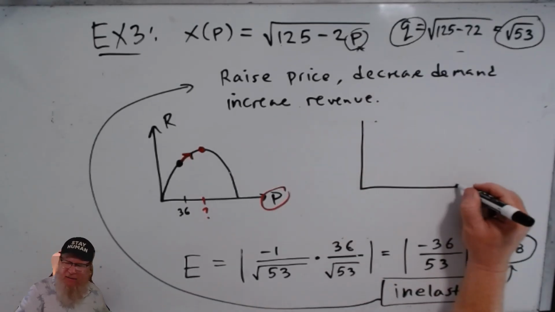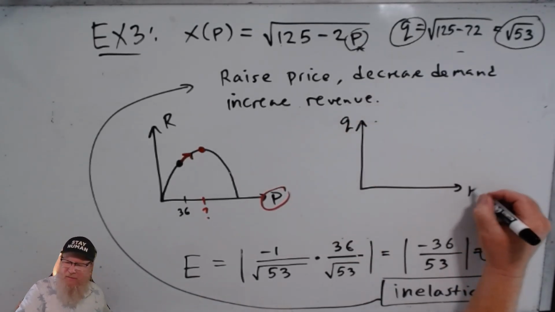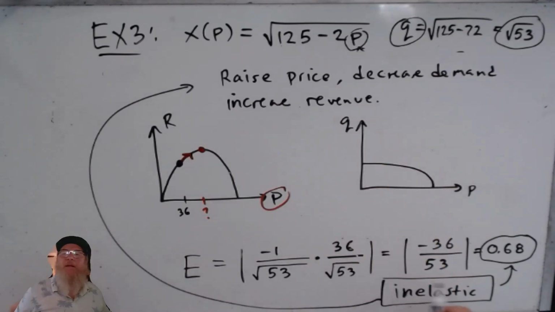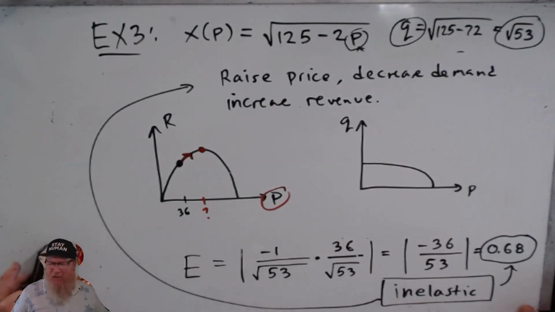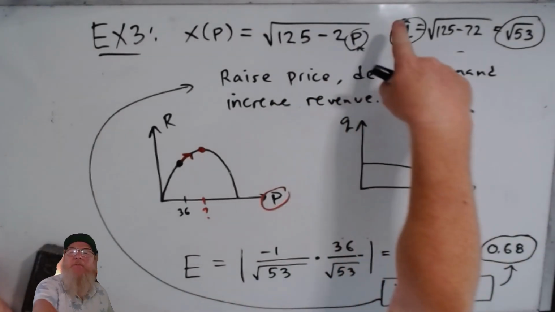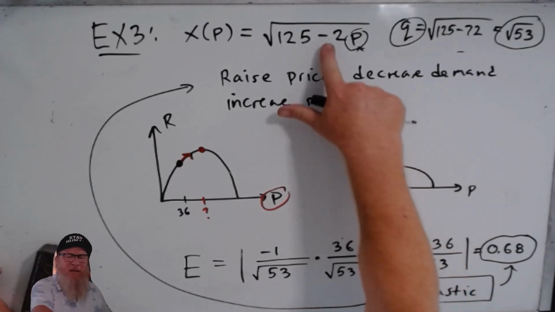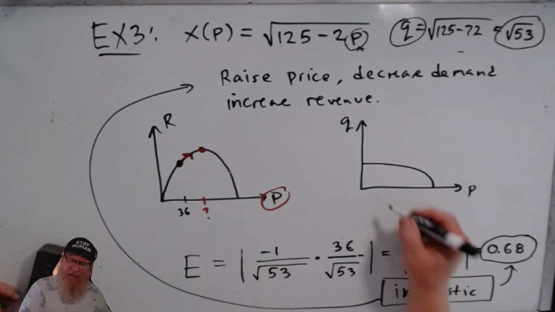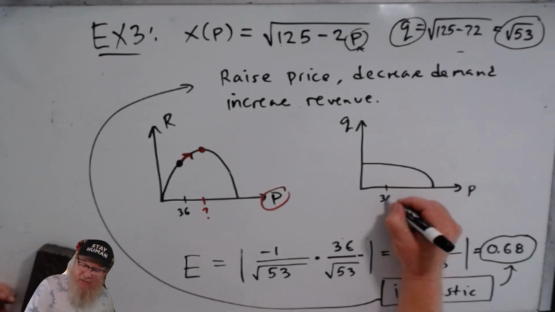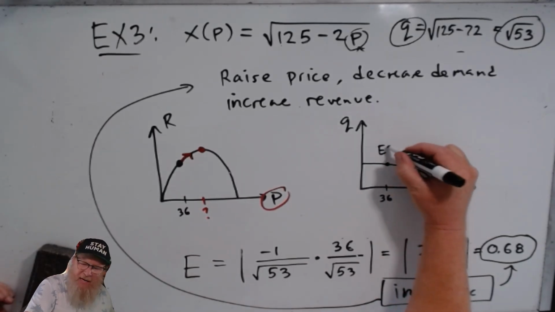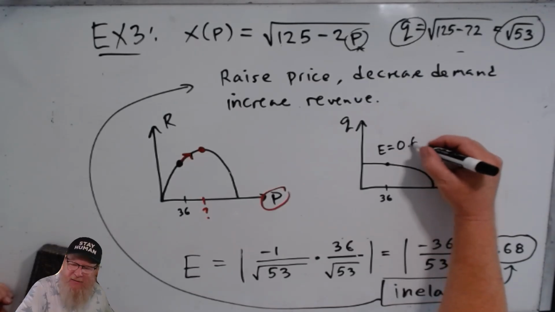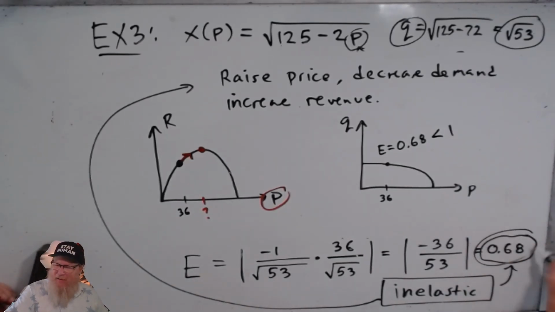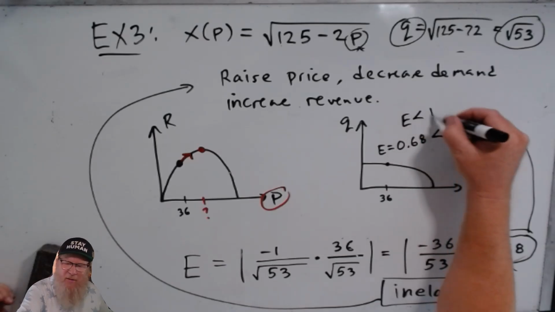For demand, now this is an interesting graph for demand. It looks like this. Again, I'm not spending a lot of time on the graphs. I understand the shape of it because of the square root and the negative. It's only quadrant 1. And so again, we're at a price of 36. We have E equals 0.68. That's less than 1. So it's inelastic because E is less than 1.